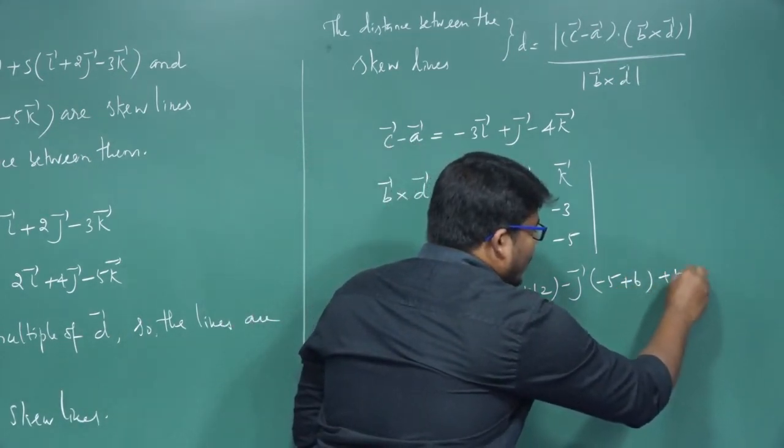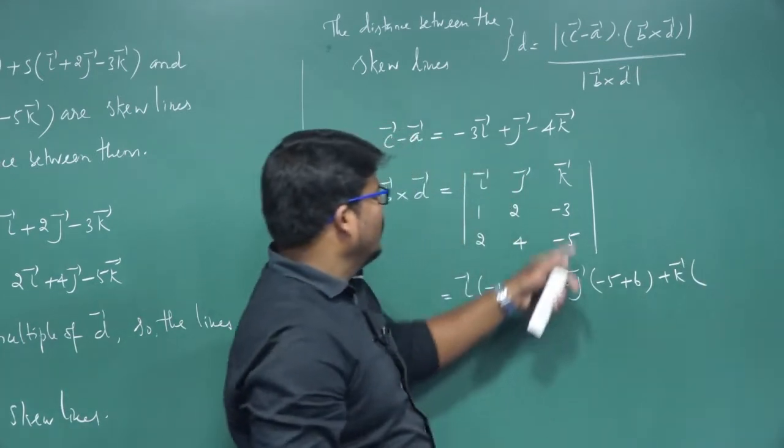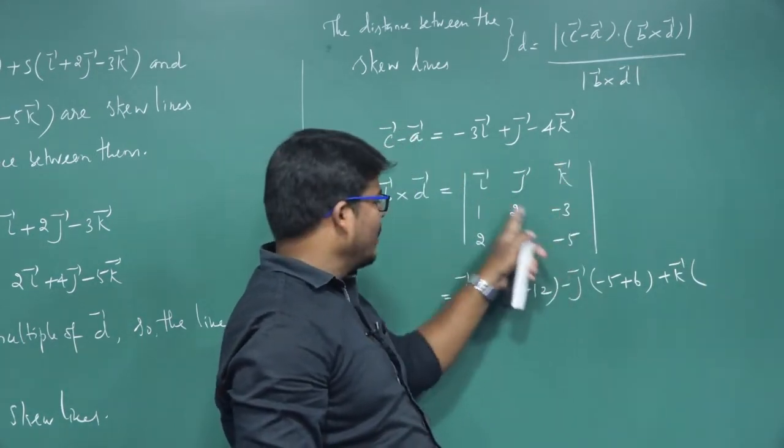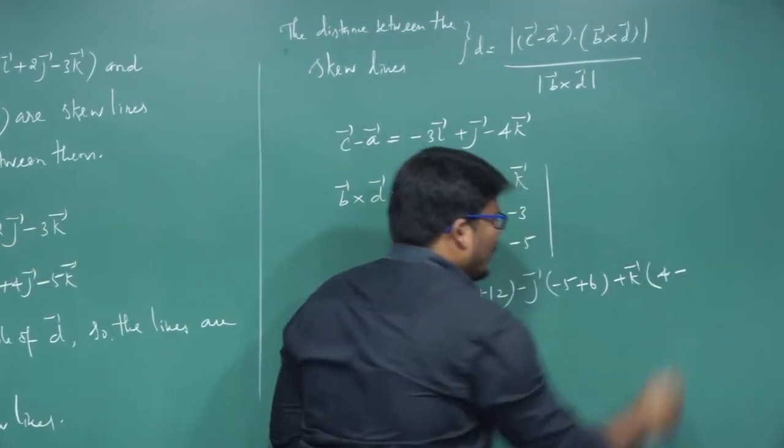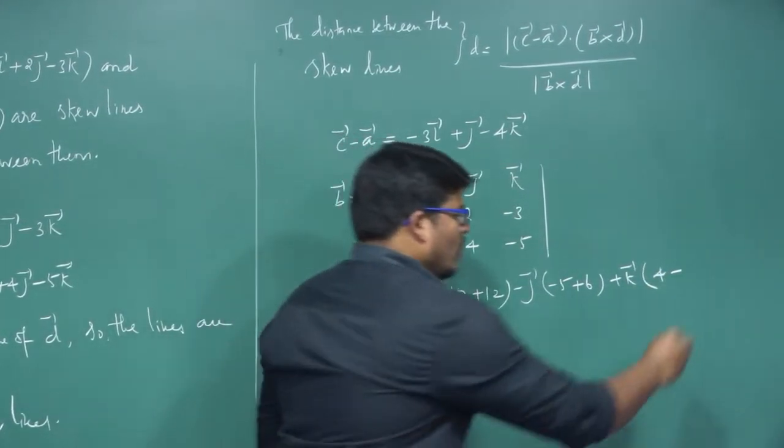Next, taking the element k vector, eliminating its column and row, getting the minor matrix. 1 into 4 is 4. 4 minus 2 into 2 is 4, so 4 minus 4.